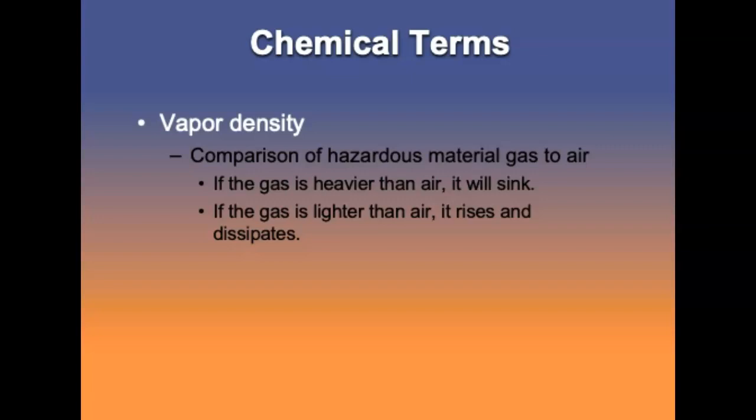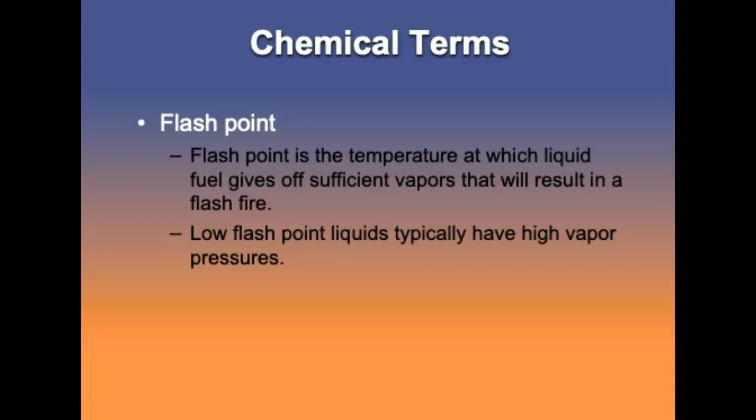The next chemical term we're going to talk about is flash point, the temperature at which liquid fuel gives off sufficient vapors that, when an ignition source is present, it will result in a flash fire. Flash fires will go out once the vapor fuel is consumed. Responders should be mindful of the ignition sources at flammable and combustible liquid incidents. Low flash point liquids typically have high vapor pressures, and they can be expected to produce a sufficient amount of flammable vapors.